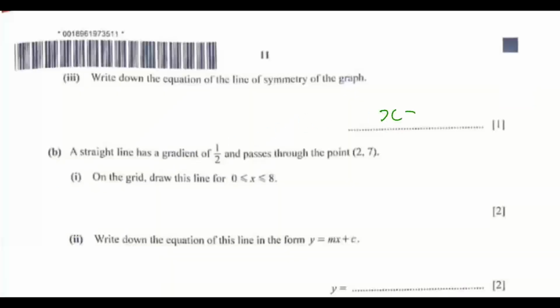So you can write x equals 4 here. Okay, part B: a straight line has a gradient of 1 over 2 and passes through the point (2, 7) on the grid. Draw the line for this range. Let's plot this point, then we move up and run forward by using this gradient.